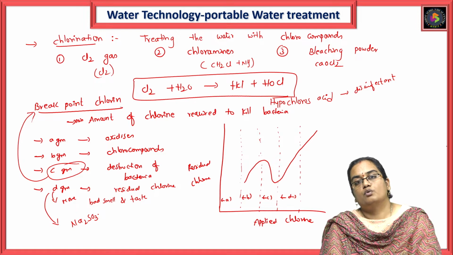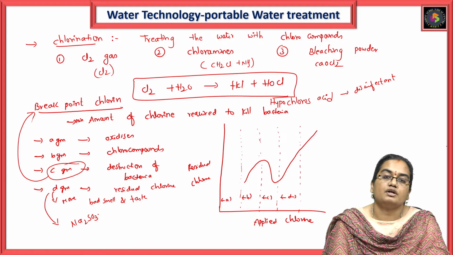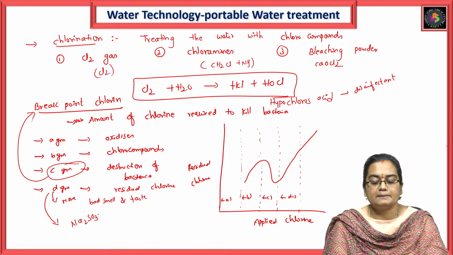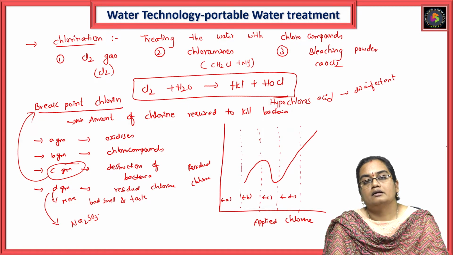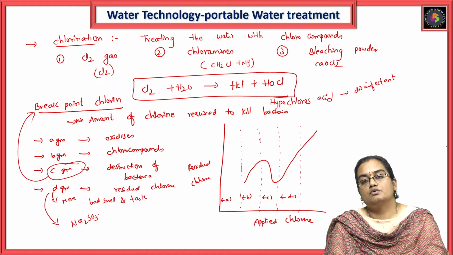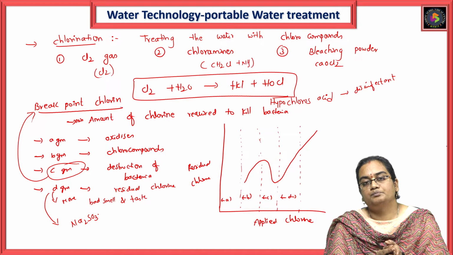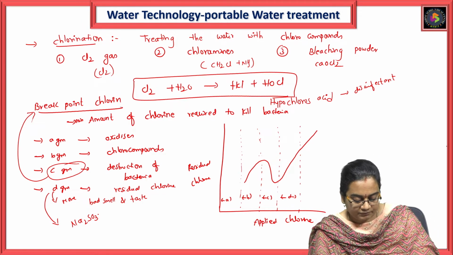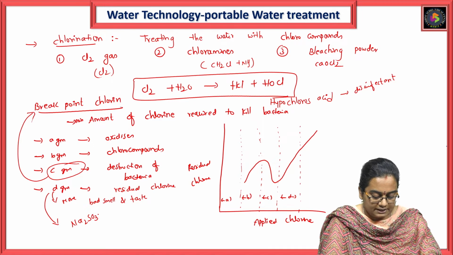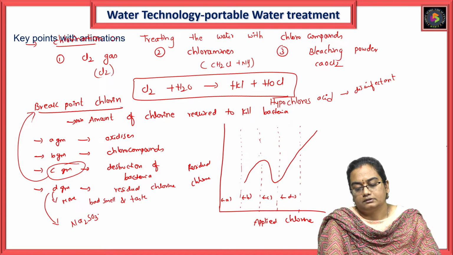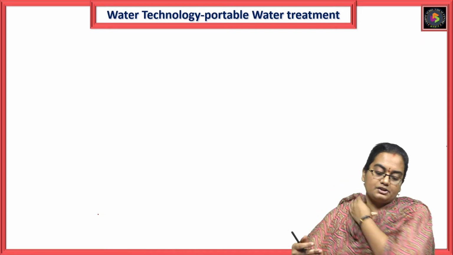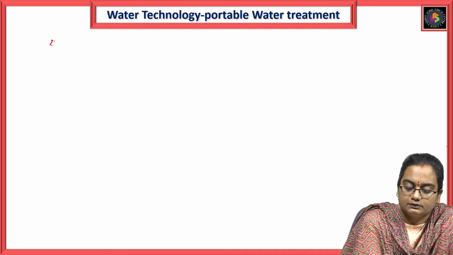So first, what is municipal water? That means, what is potable water? What are its characteristics? What are the steps involved in it? And each step we discussed here. And finally, we discussed the sterilization process. Okay. The next topic, desalination of brackish water.